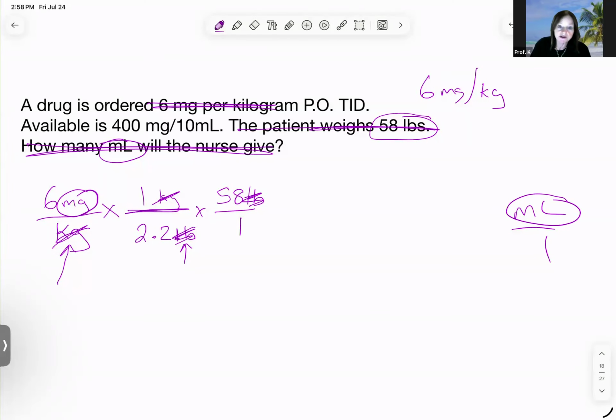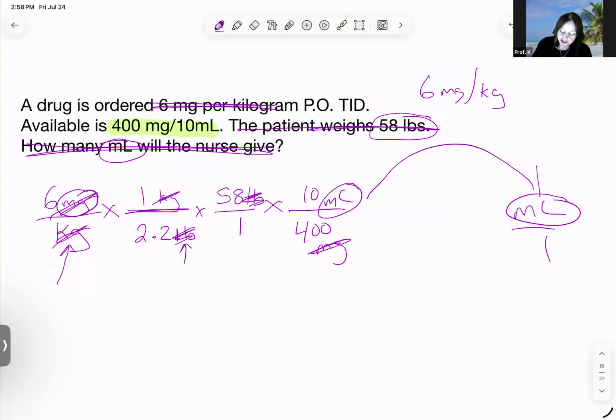What have I not used in this whole problem when you're looking at it? What's available? So I just have to make sure I put it in the right position. 400 milligrams in 10 milliliters. And that leaves me just milliliters in the numerator, no other units of measure. So that's how I know I'm correct. So now it's just math.